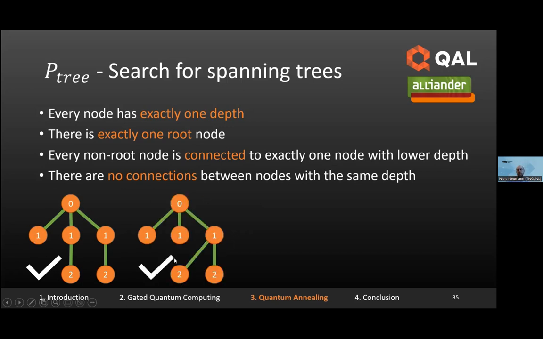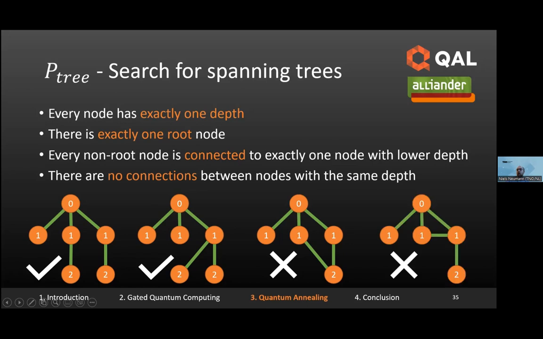This one is also a valid spanning tree because this edge is still with a node of a lower depth. This one is not, because this node 2 has two connections to nodes of a lower depth, whereas it should have only one. And this one is also not valid because these two edges are at the same depth and have a connection.